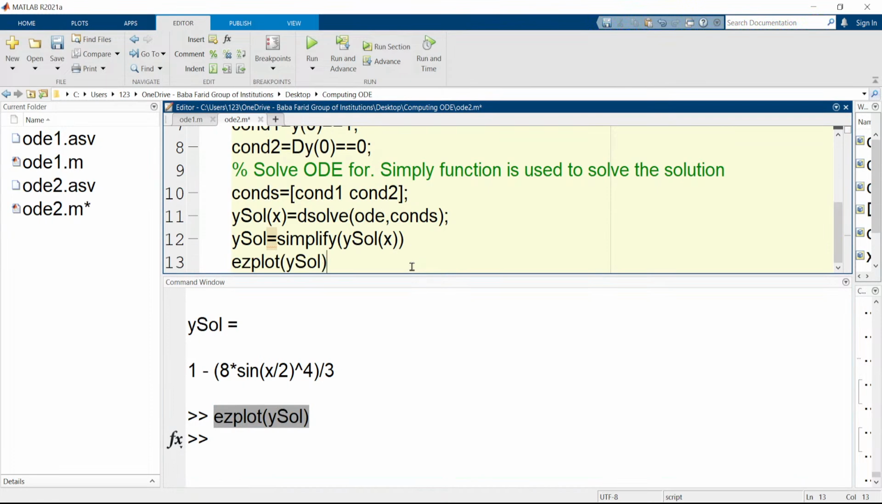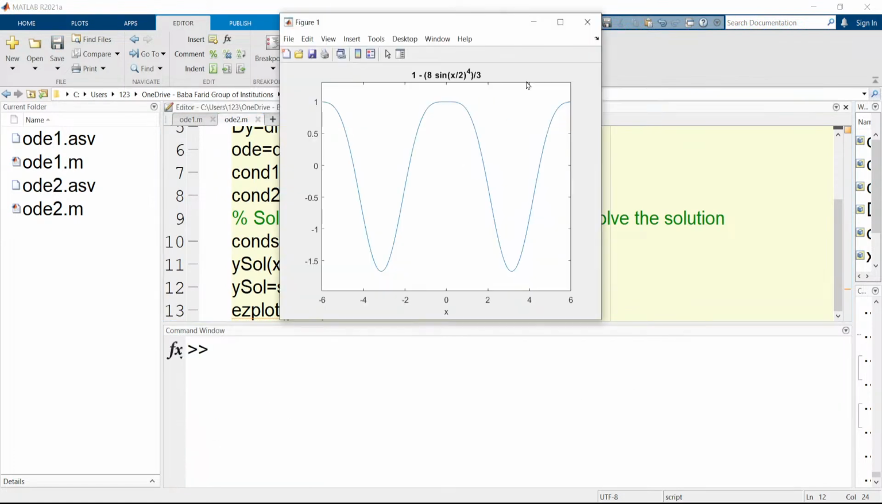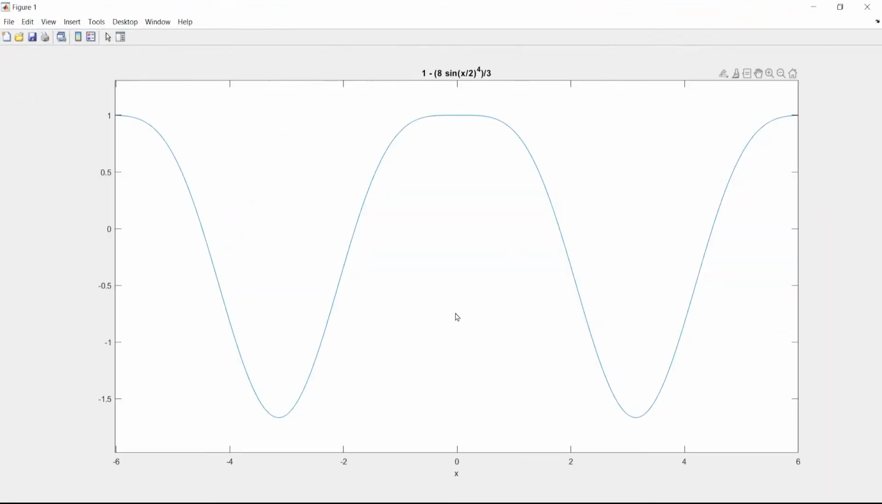EZ plot, okay, and so you can see when we suppress this above statement, and when you will execute, this will return only the graph of the solution. Okay. Yes. See, run the code. We have only the graph. We have only the solution of the differential equation in the form of graph, and the solution which you got is on the title. Okay.